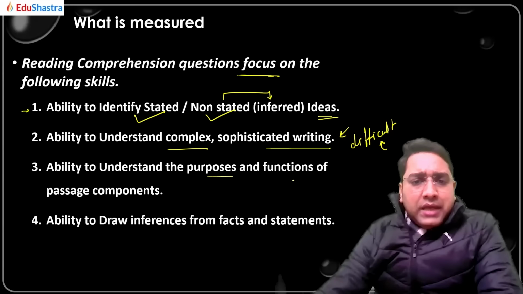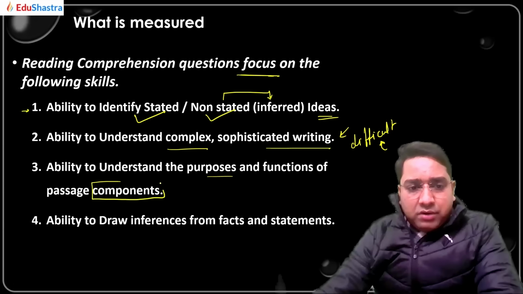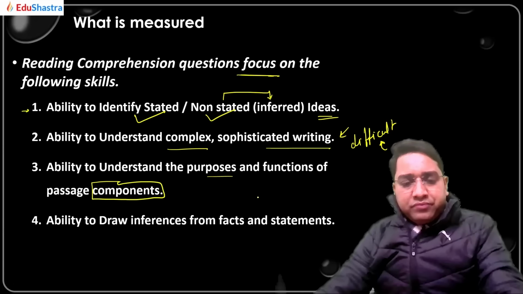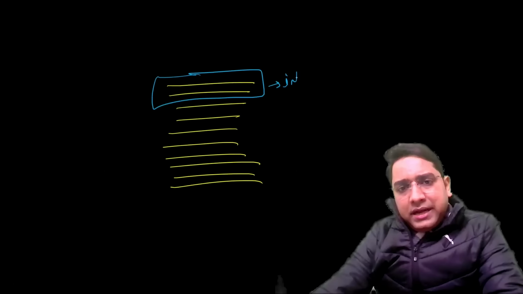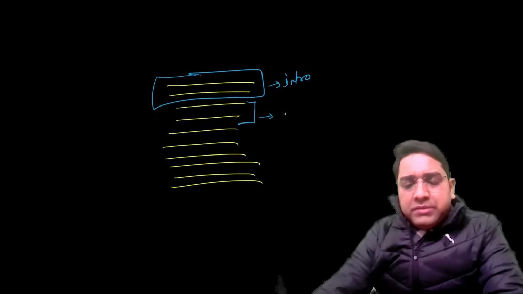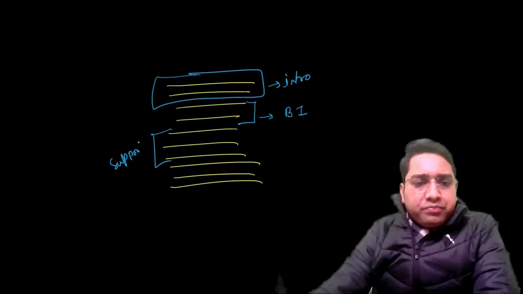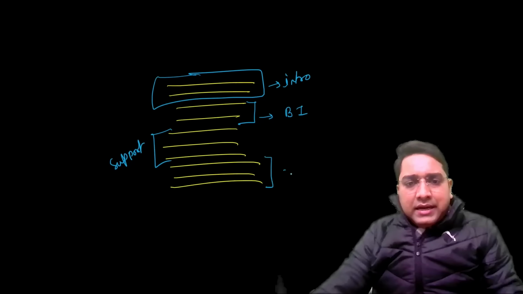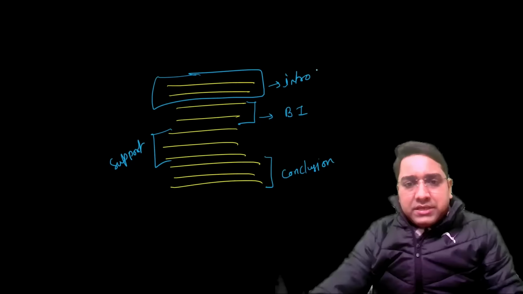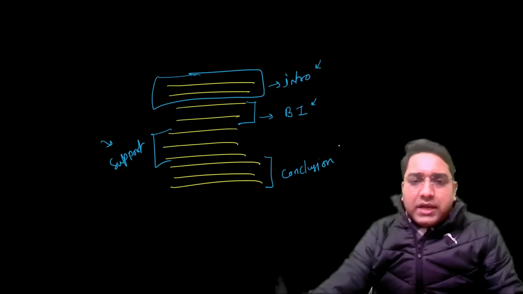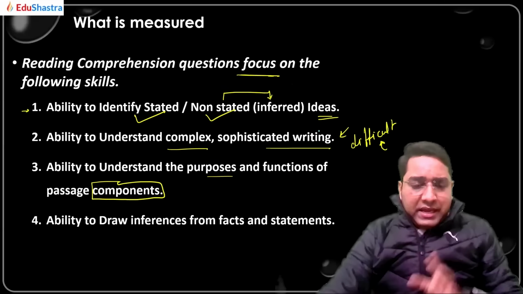Ability to understand the purposes and functions of the passage components. This term is very important for you. Passage components. What does it mean? Let's say there are 10 lines in a passage. The first two lines can be the intro part. Then the other lines would be something else, let's say background information. Then the other three lines can be the support for the information given previously, right? And at last there is a conclusion. So these are the components: introduction, background information, support, and conclusion. Don't worry, everything will come in a detailed manner.